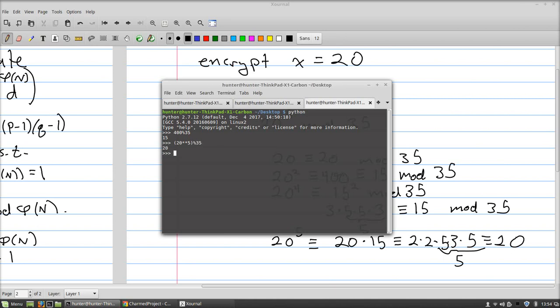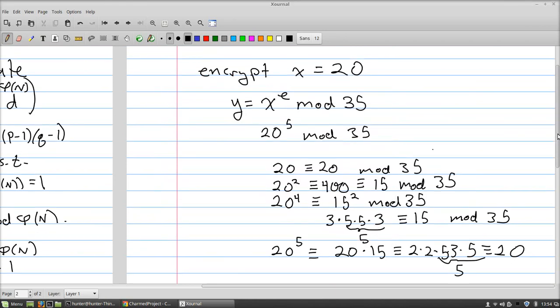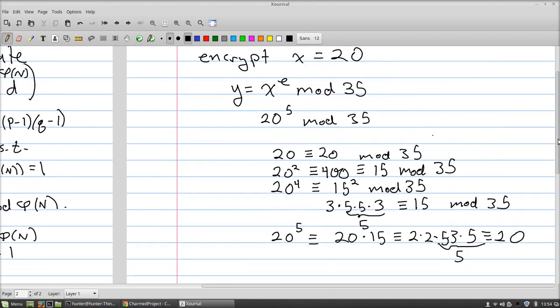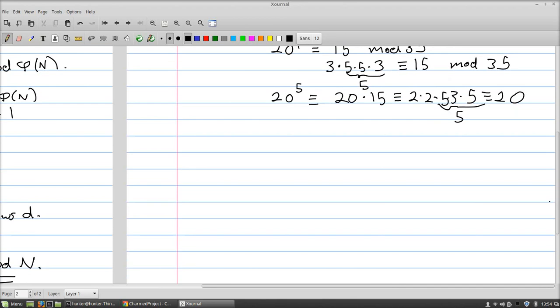Mod 35 is 20. Okay, so we did all that correctly. All right, so that's the ciphertext. So irritatingly, the ciphertext is the same as the plain text. So y is equal to 20 also. Oh, by the way, we haven't computed d yet. So d is equal to 5 inverse mod 24, which is also 5. Oh, of course it has to be. Man, I hate it when this happens.